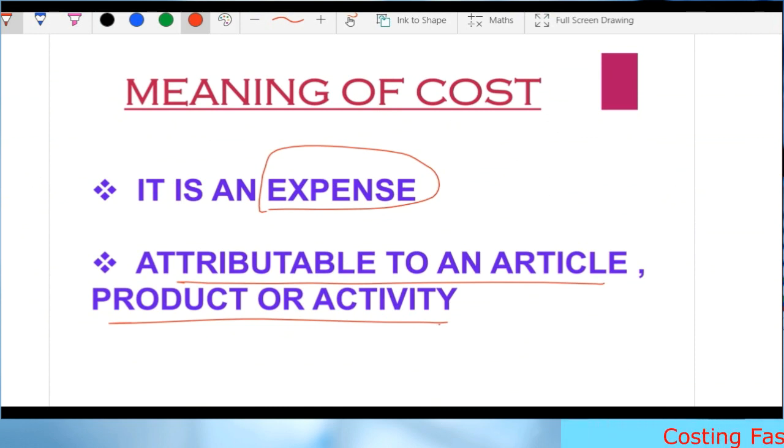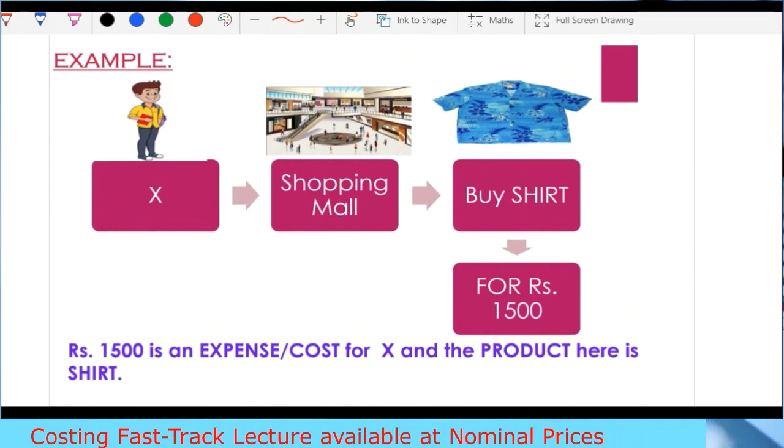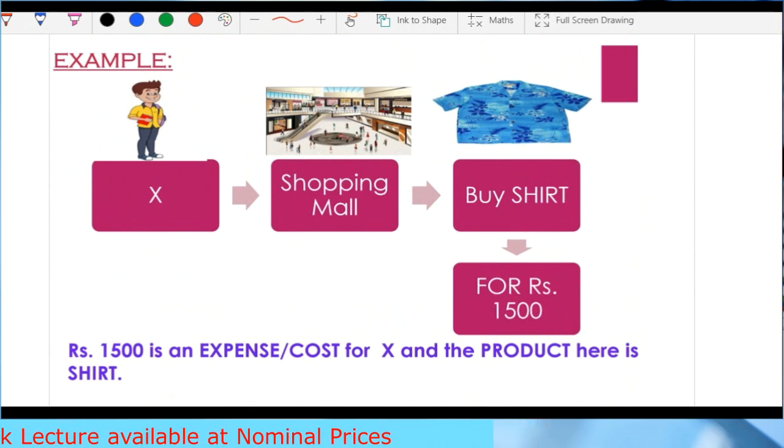What is cost? It is an expense attributable to an article. So what is the meaning? Let's try to understand with the help of an example. Now this boy X goes to a shopping mall. Definitely, sir, we all love going to the shopping mall.